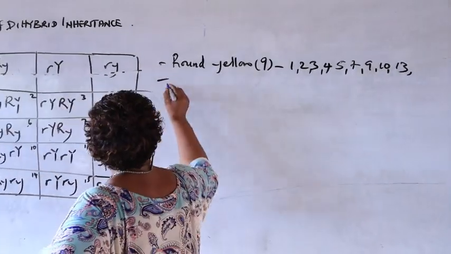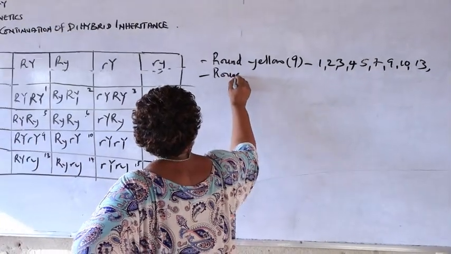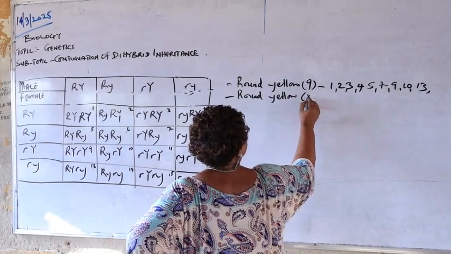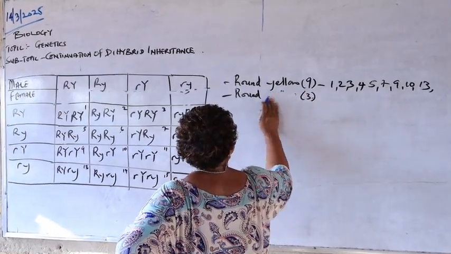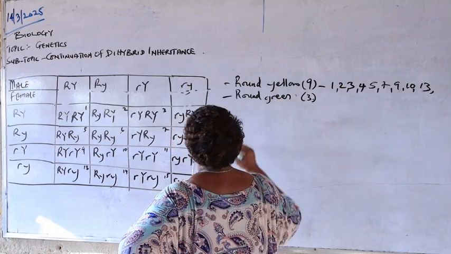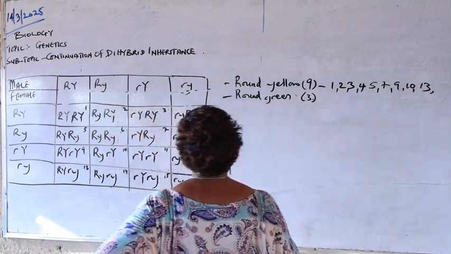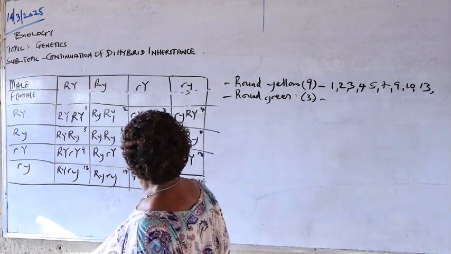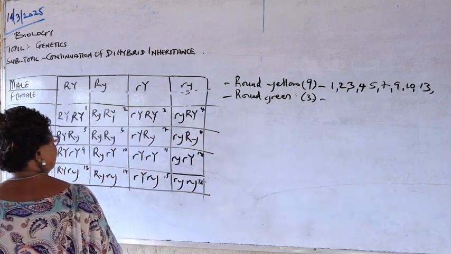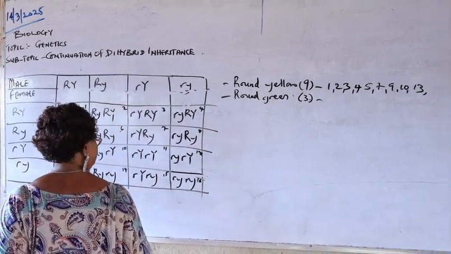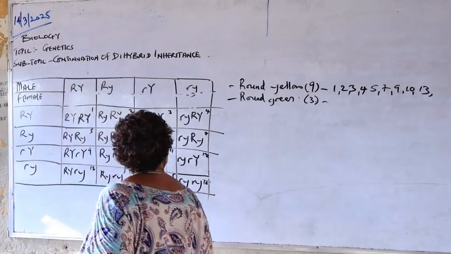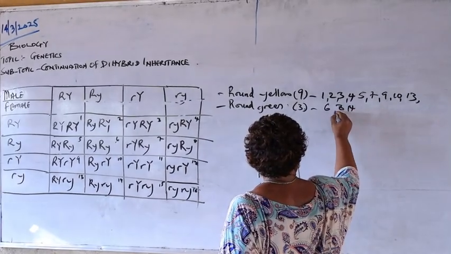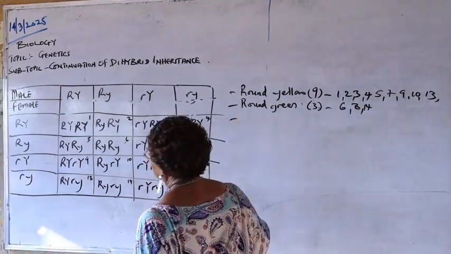Round green. How many? 3. And what are they? 6, 8, and then 14. Okay. 6, 8, and 14. I want to believe you understand it. 6, 8, 14.